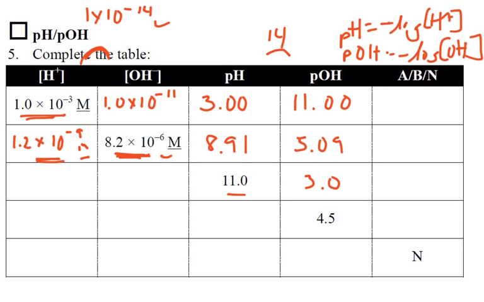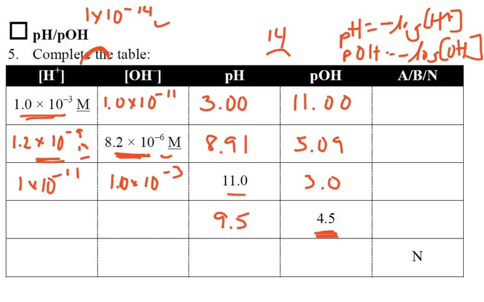If this is 11, then I know that my H plus is 1 times 10 to the negative 11, officially 1.0. And this one here would be 1.0 times 10 to the negative 3. That's a 0. Alrighty, next one down, 4.5. So from 14, I know this is going to be 9.5. Now this one I need to use my calculator. So my value for my OH is going to be 10 to the negative 4.5.